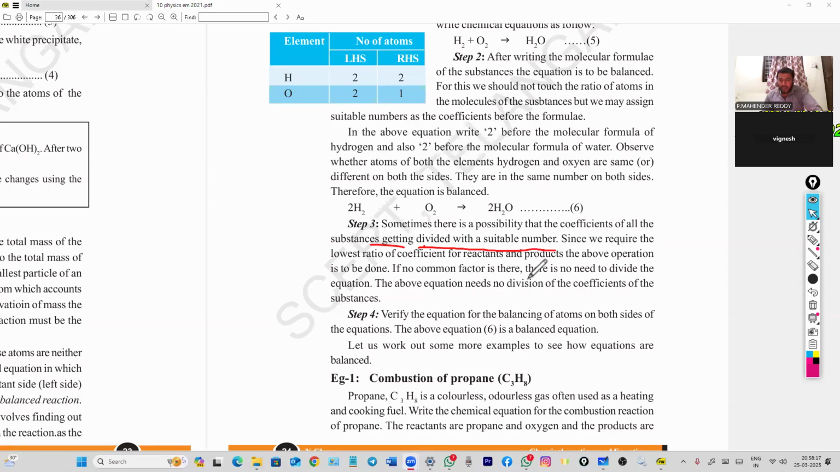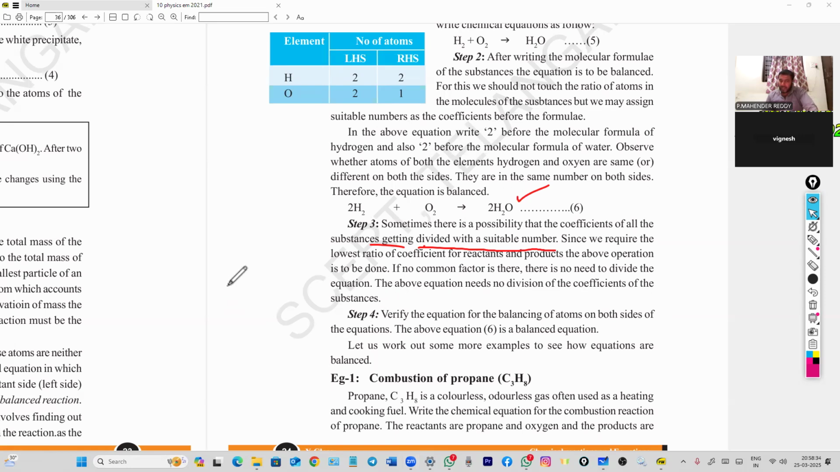Okay, if no common factor is there, there is no need to divide the equation. The above equation needs no division of the coefficients. Why? Because it is balanced. Step 3, step 4: verify the equation is balanced on both sides of the equation. It is a balanced equation. It can be solved in only 2 steps.